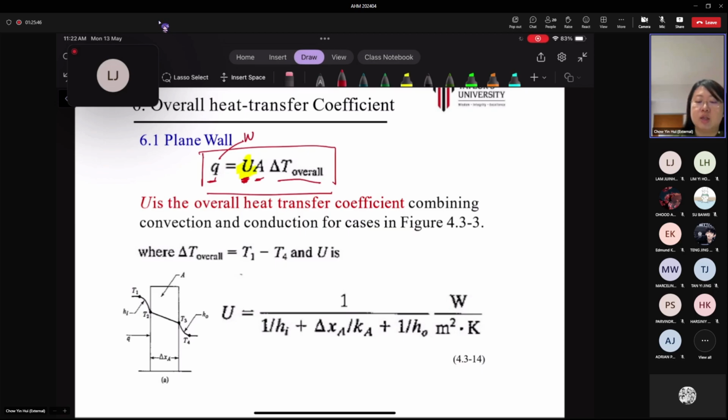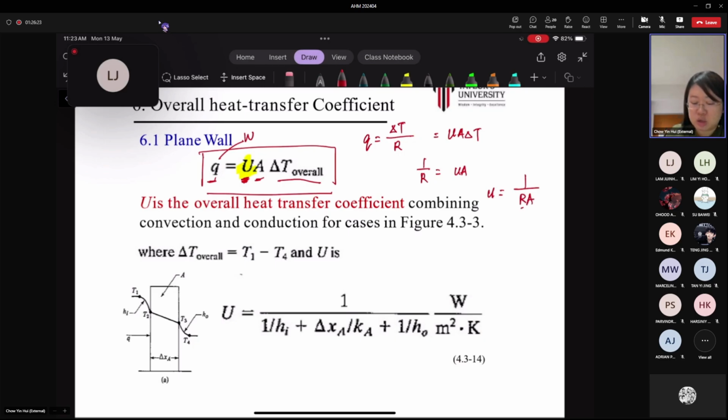So if you compare, it's the temperature difference divided by the resistance, and that also equals UA multiplied by the temperature difference. So which means 1 over R is also equal to UA. Rearranging it, you notice that the overall heat transfer coefficient is also equal to 1 over the resistance multiplied by the area.